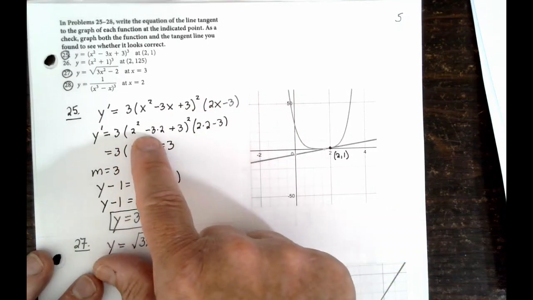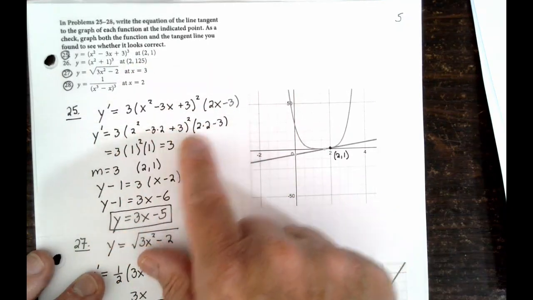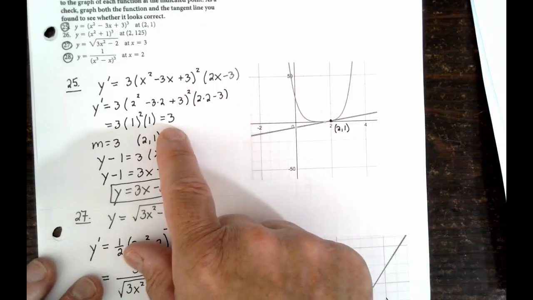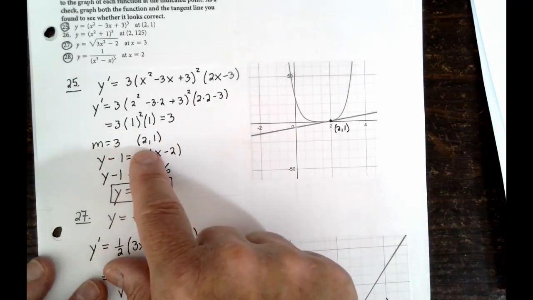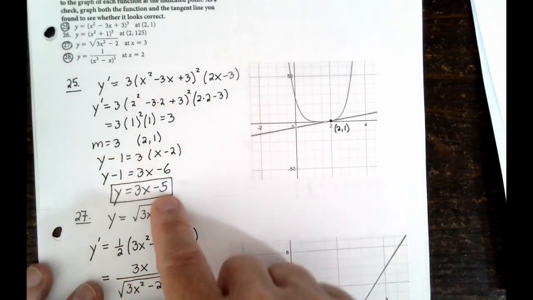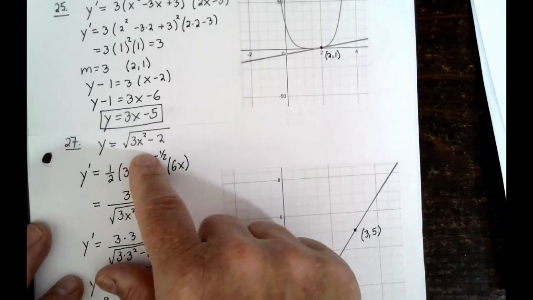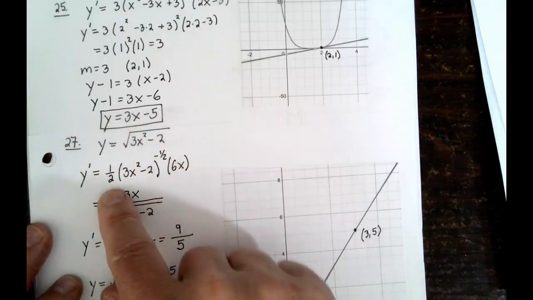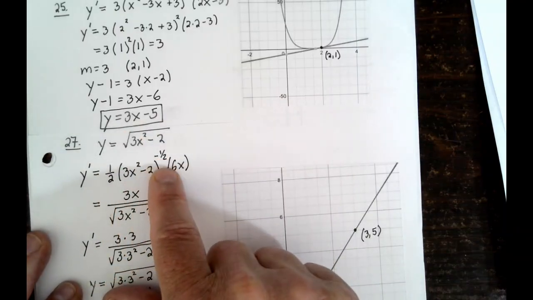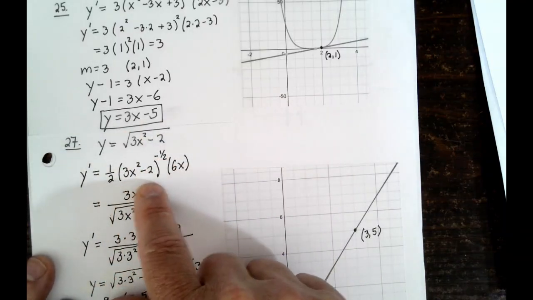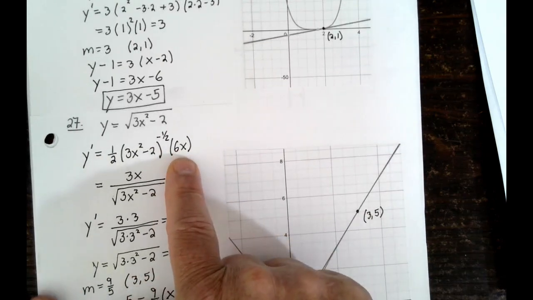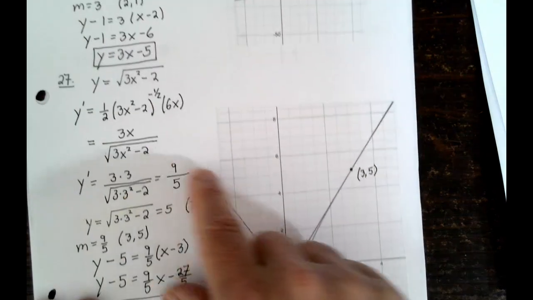And now they plug in 2, since x equals 2, and you get an answer of 3, so now you know your slope is 3, and you got the point 2, 1. You can find your equation of the tangent line that way. 27, this is raised to the 1/2, so you bring the 1/2 out front, subtract 1 from the 1/2. Inside is unchanged, followed by the derivative of what's inside, and the rest is cleaning up.